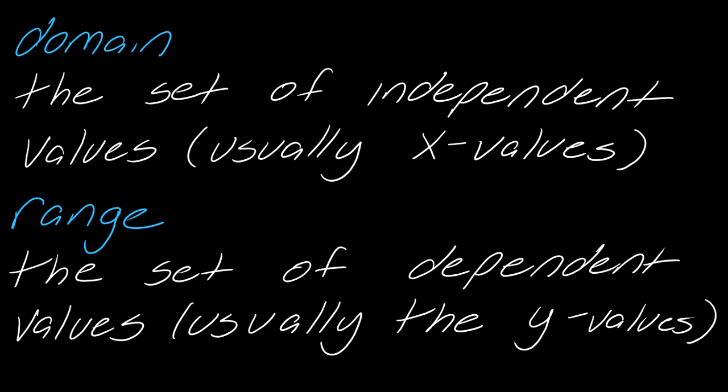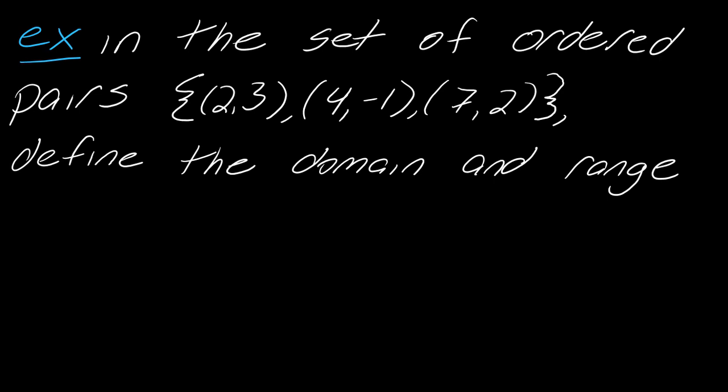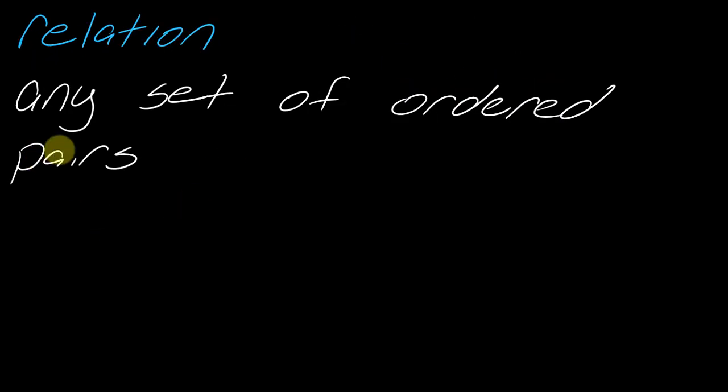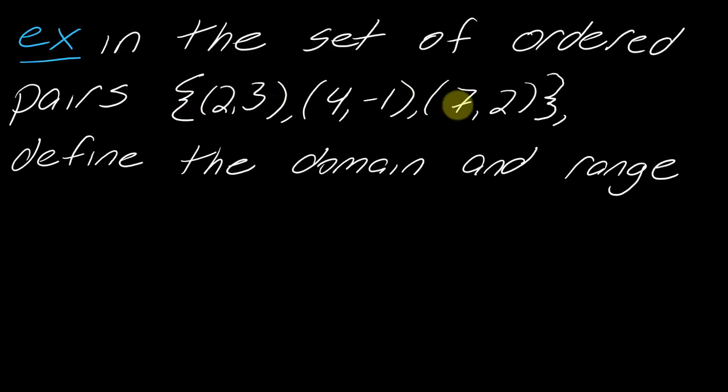Okay, now in some cases, like in this next example, the domain and range is actually pretty easy to pick out. So here's a set of ordered pairs, and remember, any set of ordered pairs defines a relation. So the second I know that I have a set of ordered pairs like I do here, that's a relation. So now I'm asked to define the domain and range.